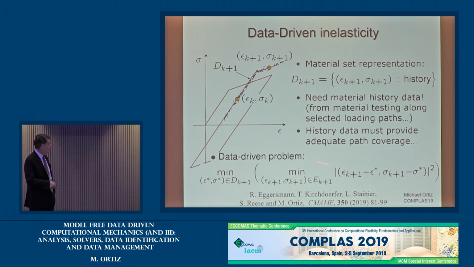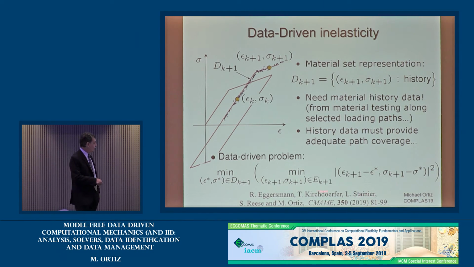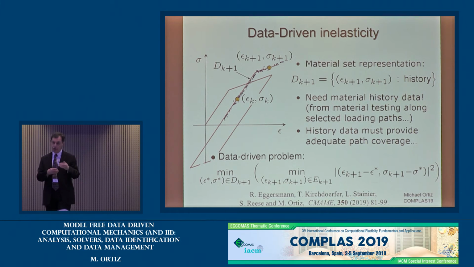So you're minimizing a distance to a data set that evolves in time. This time, the minimization is the same, but the data set is time-dependent, and also the constraint set can be time-dependent because the loads and the prescribed displacements can depend on time. So again, the essential structure of the model-free DD problems carries over to the history-dependent case.